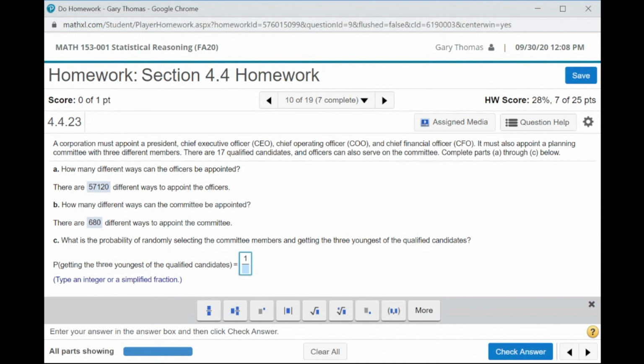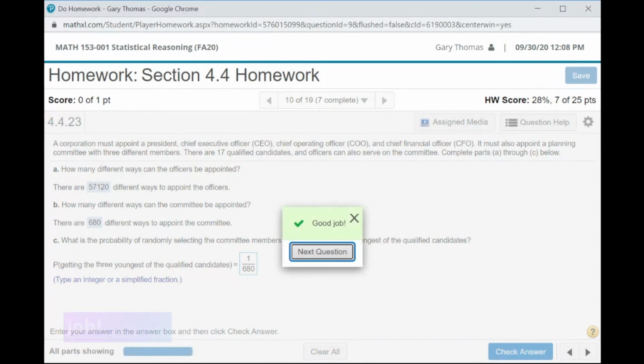And how many ways can we select committee members? Well, didn't we just do that? Yeah, we did. It was 680. And so 1 out of 680 ways will be the 3 youngest. And what's the probability? What's the likelihood of that? It's very, very, very small.